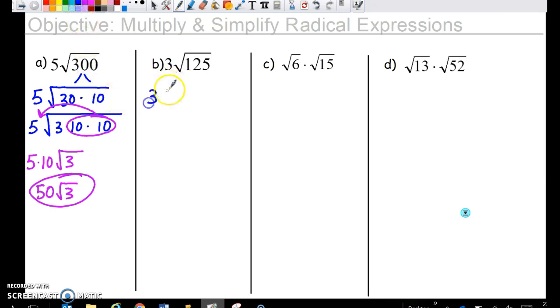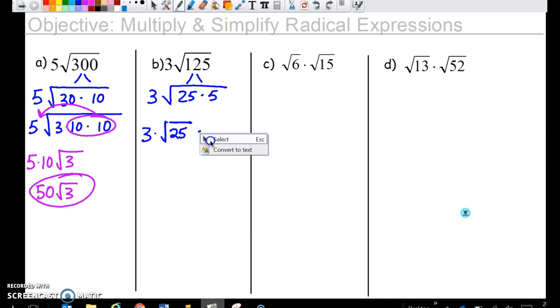So if I have 3 times the square root of 125, 125 is 25 times 5. Now I know that 25 is a perfect square, so if I separate out the radical this time into the square root of 25 multiplied by the square root of 5, well, of course, the square root of 25 is just 5. 3 times 5 is 15 times the square root of 5.